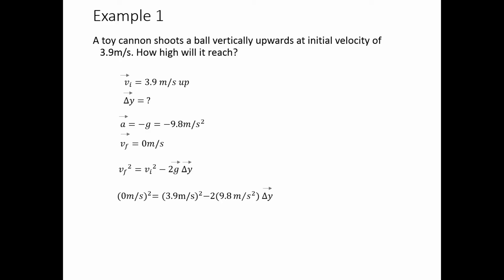We can multiply a few values and get 0 equals 15.21 minus 19.6 delta y. The rest is algebra, and we get a maximum height of positive 0.77 meters, or 0.77 meters up.